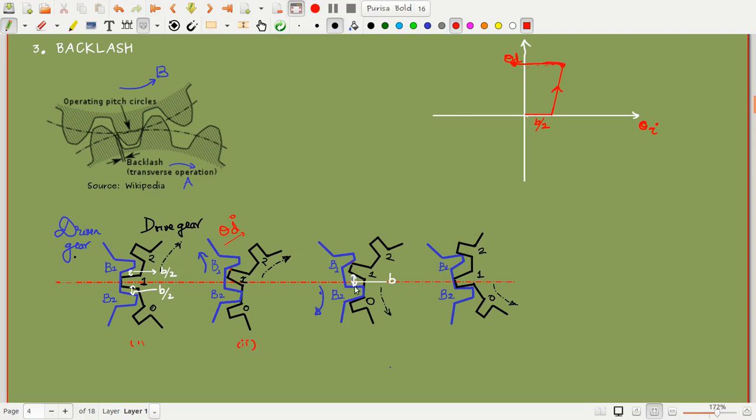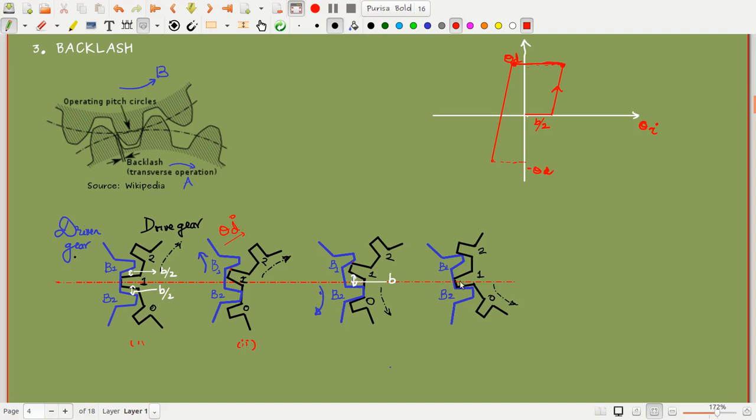This moves a distance b. Tooth 1 touches the point B2. Then suddenly it starts slowly changing the angle. It starts rotating in the anti-clockwise direction, while the drive gear starts rotating in the clockwise direction, and then it will reach minus theta d.